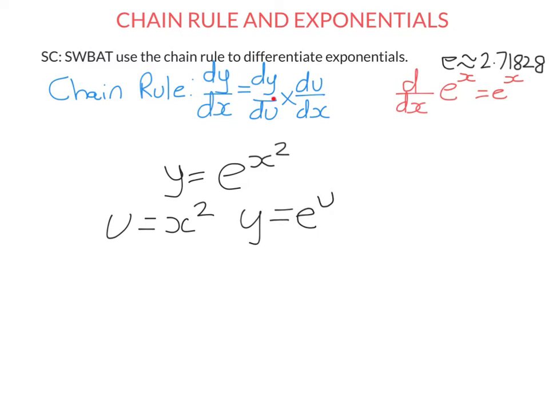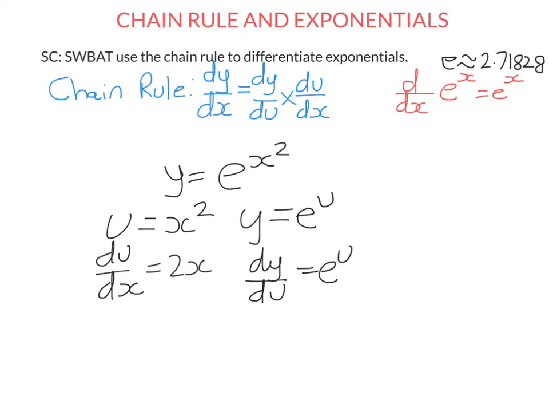So to use the chain rule up here, du dx, so differentiating u with respect to x, would just be 2x. And differentiating y with respect to u, so remember the derivative of e to the power of u is just going to be itself. All I've done here is just replace the x's with u's. So now I just have to substitute each of these into the chain rule here.